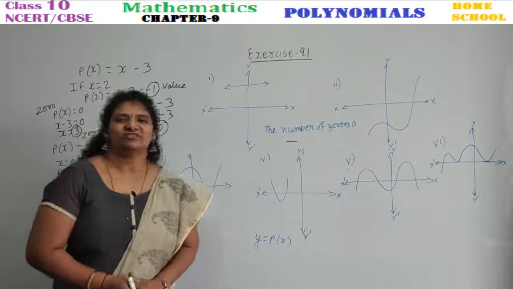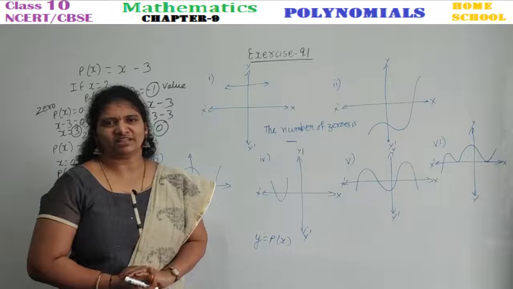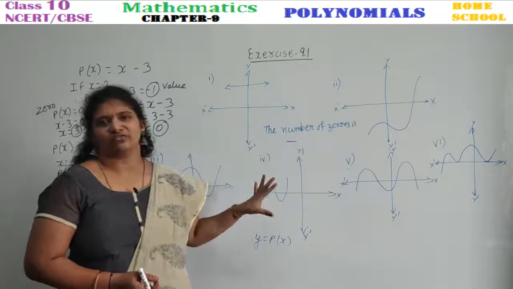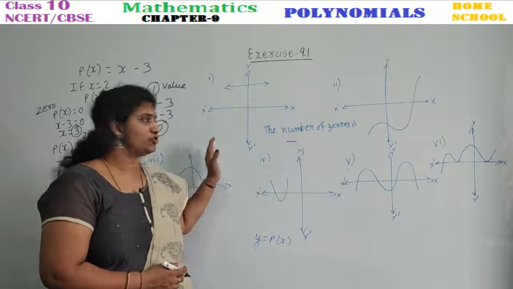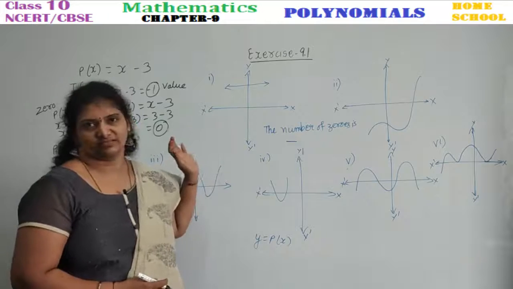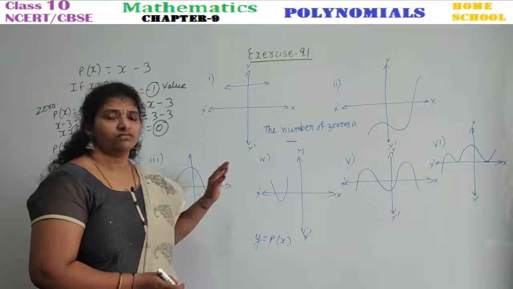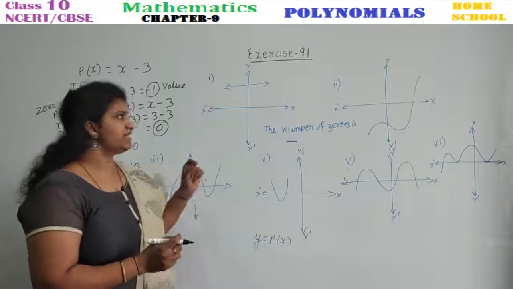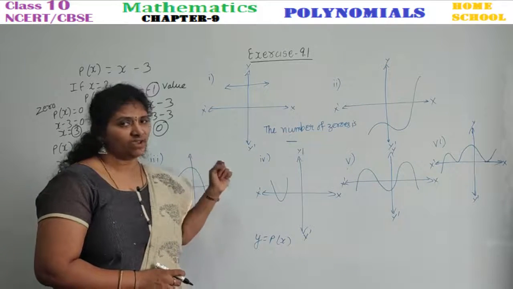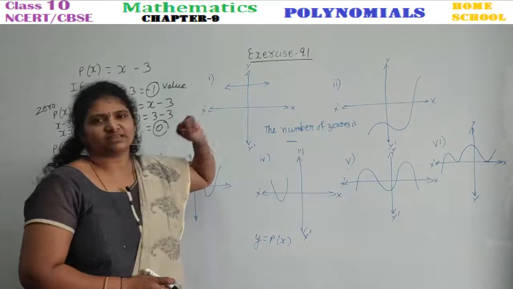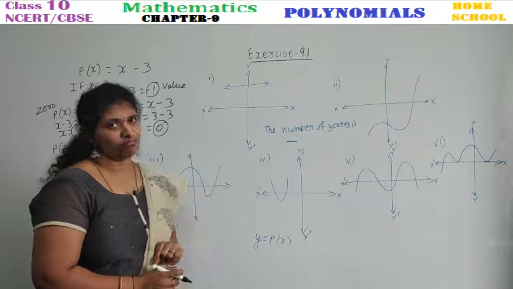Let us start our chapter with our first exercise, that is exercise 9.1. There is nothing else in this exercise, children, only one question with six graphs. We need to find the number of zeros. You can see the graphical representation of y is equal to p of x. These are all graphical representations of y is equal to a polynomial of x. Find the number of zeros is your question. It is very easy. How can you get the zeros of a polynomial? By seeing the geometrical representation we have discussed. Where it cuts the x-axis, that many points you can identify and say that many zeros are there in the given polynomial.